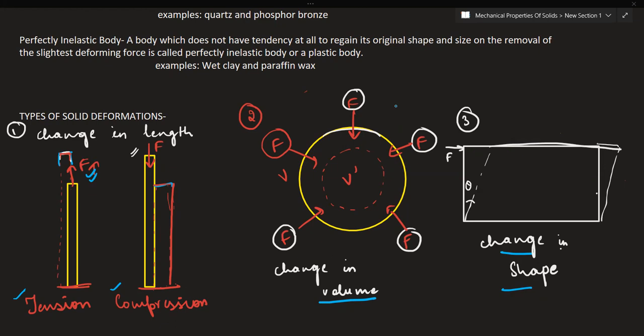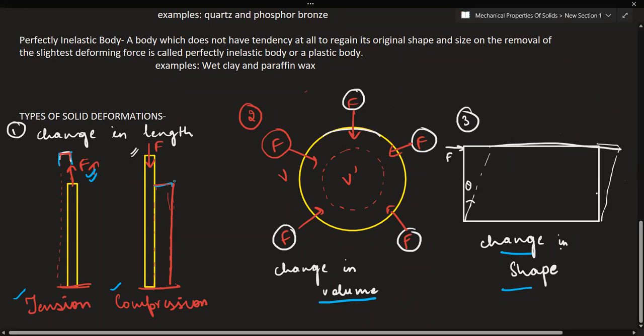And if it decreases its length because of the application of the downward force, then that is known as compression. Remember that although a solid can be deformed in many ways, there are basic three types of deformations, and all the other types of deformations are combinations of these. So the deforming force causes a change in length, a change in volume, and it also can cause change in shape. Understood? Yes, ma'am.